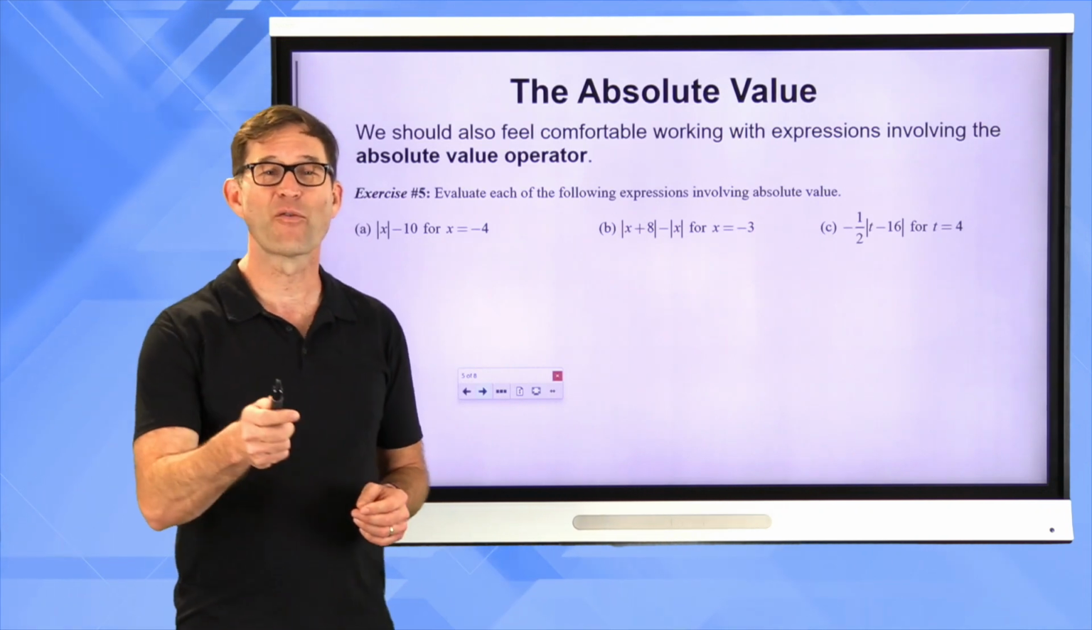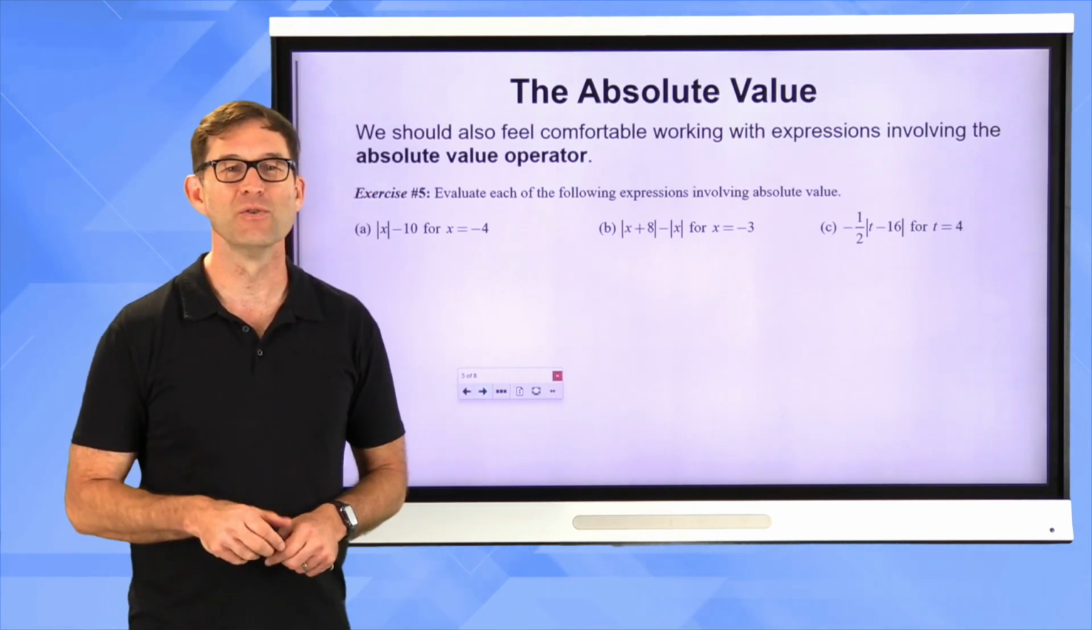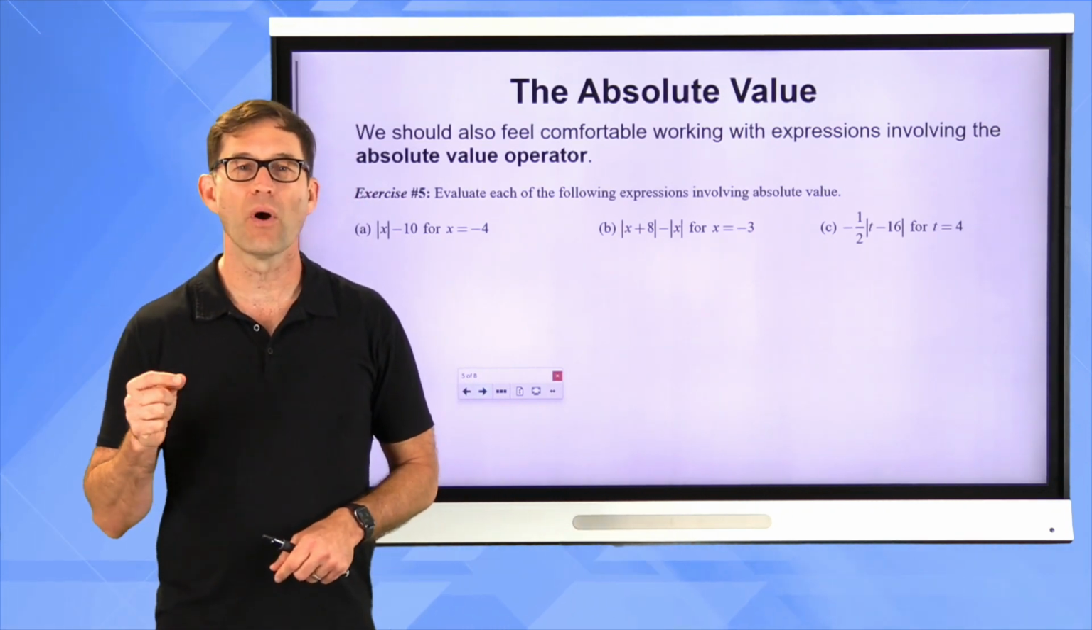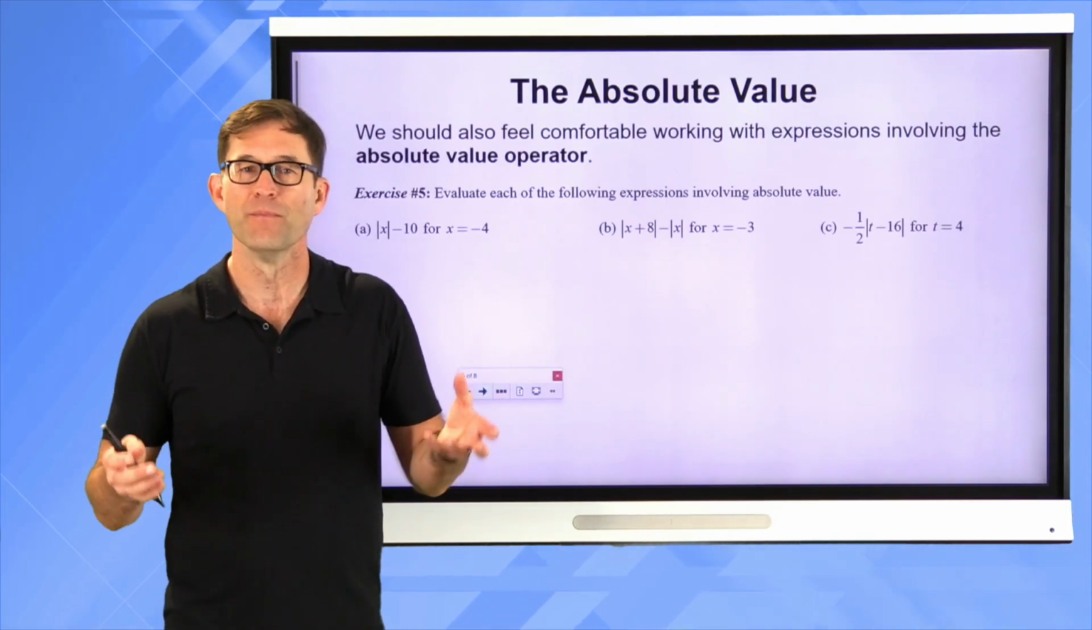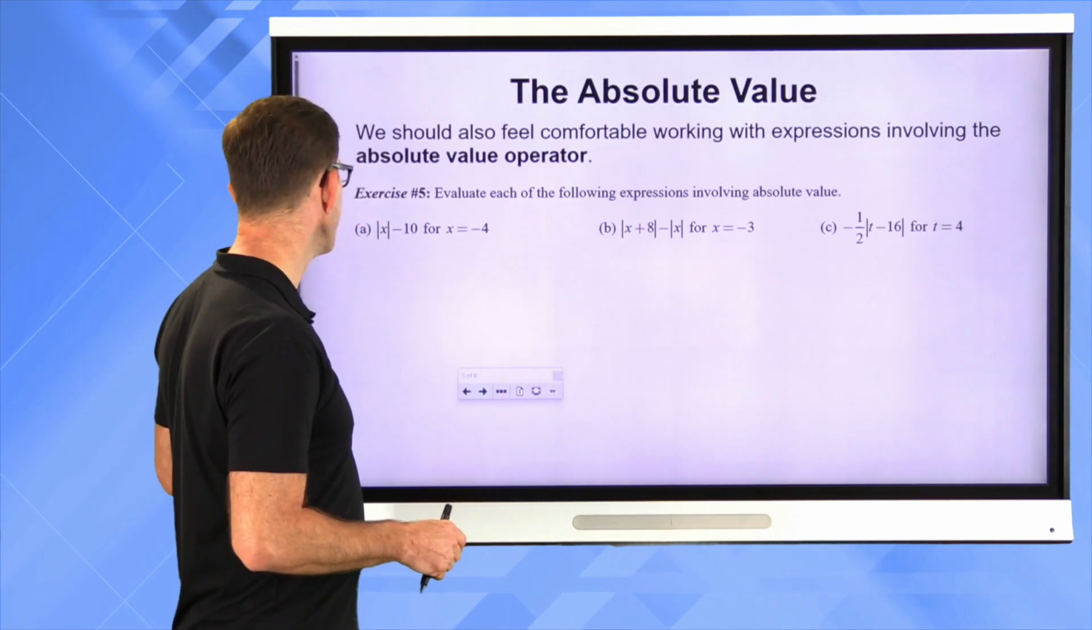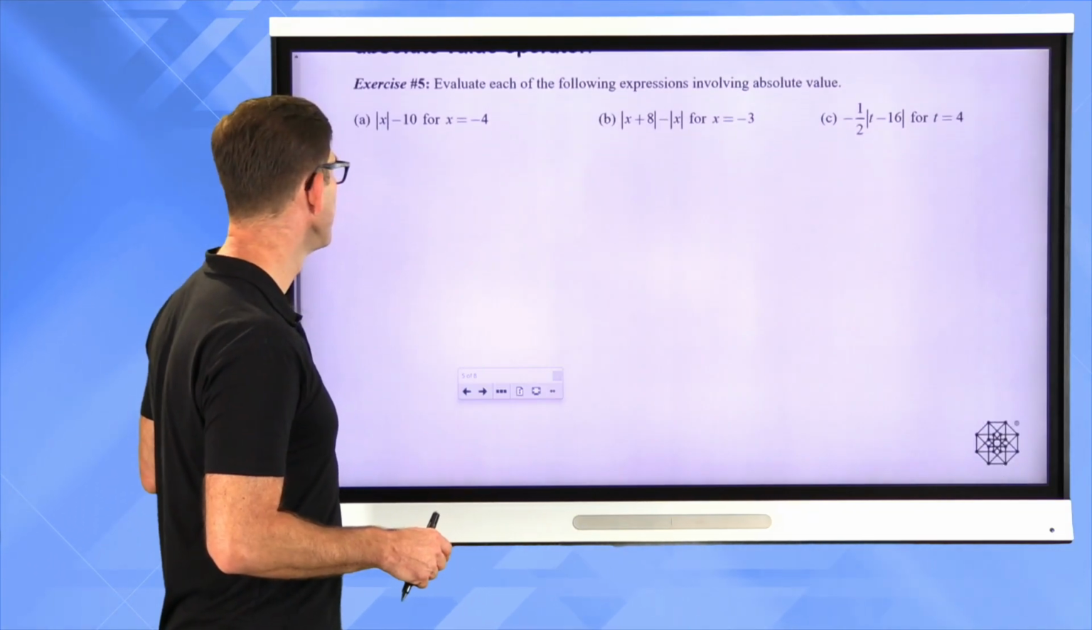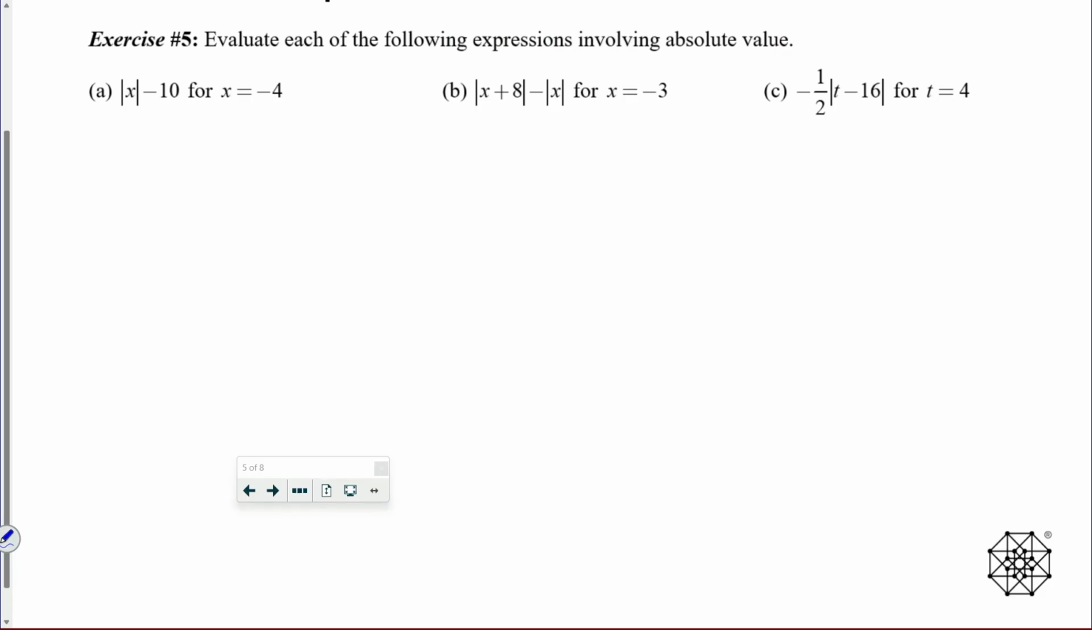All right, now for our next operator, the absolute value. We should also feel comfortable working with expressions involving the absolute value operator. So let's get into that a little bit. Exercise number 5. Evaluate each of the following expressions involving absolute value. Well, let's take a look at letter A together. A says the absolute value of x minus 10 for x equals negative 4.